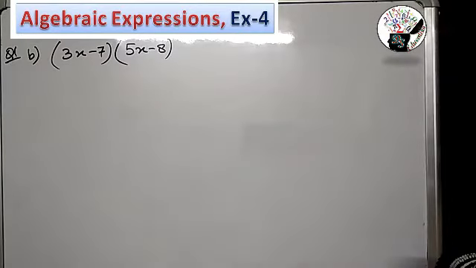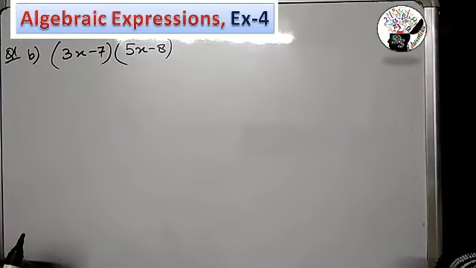Moving to the next exercise, we are doing exercise 4 today. The topic is multiplication of polynomials. We can have monomials, binomials, trinomials. So in this chapter we are going to study about the multiplication of polynomials. Okay. So already a question is written over here, 3x minus 7 into 5x minus 8.